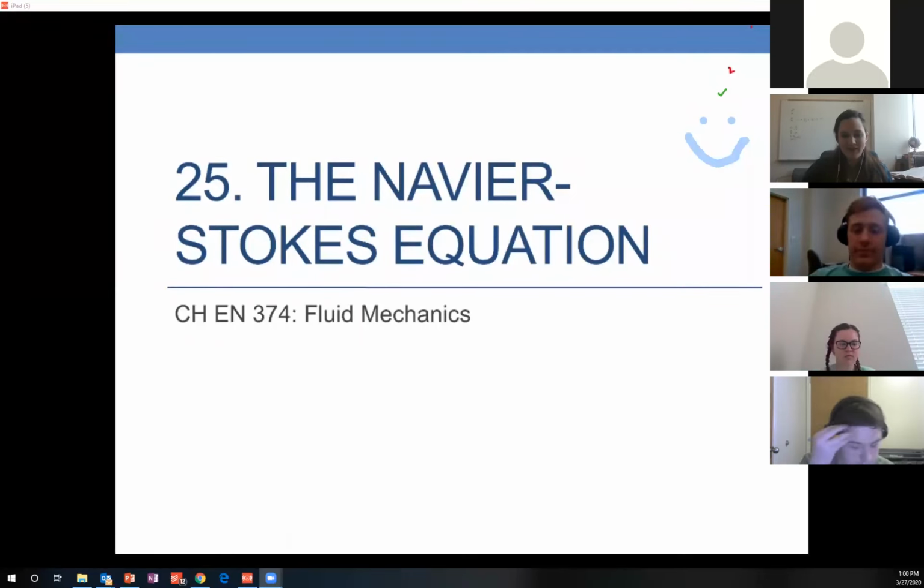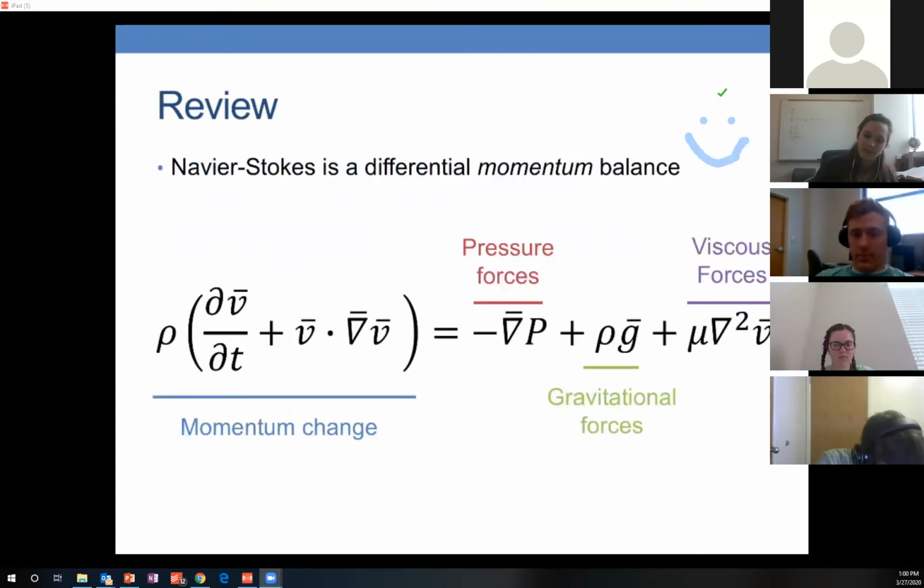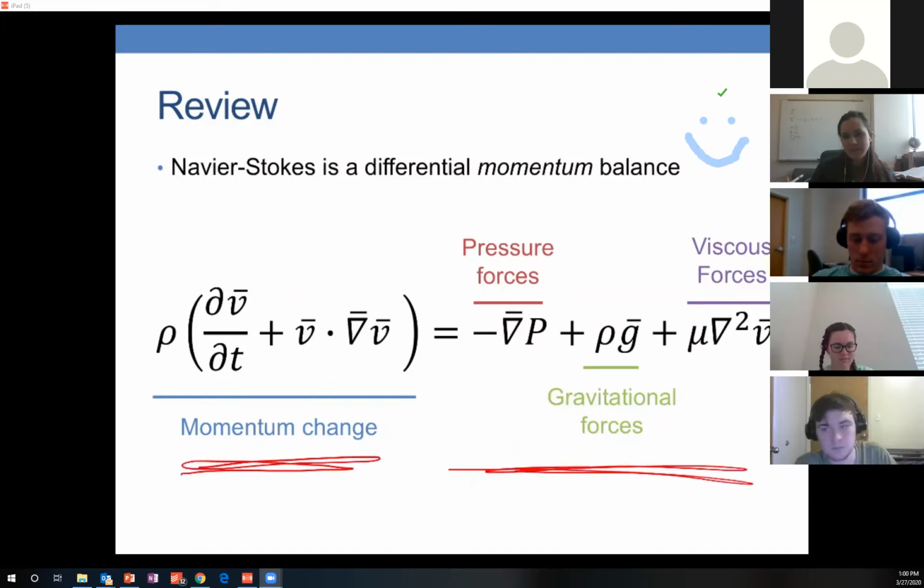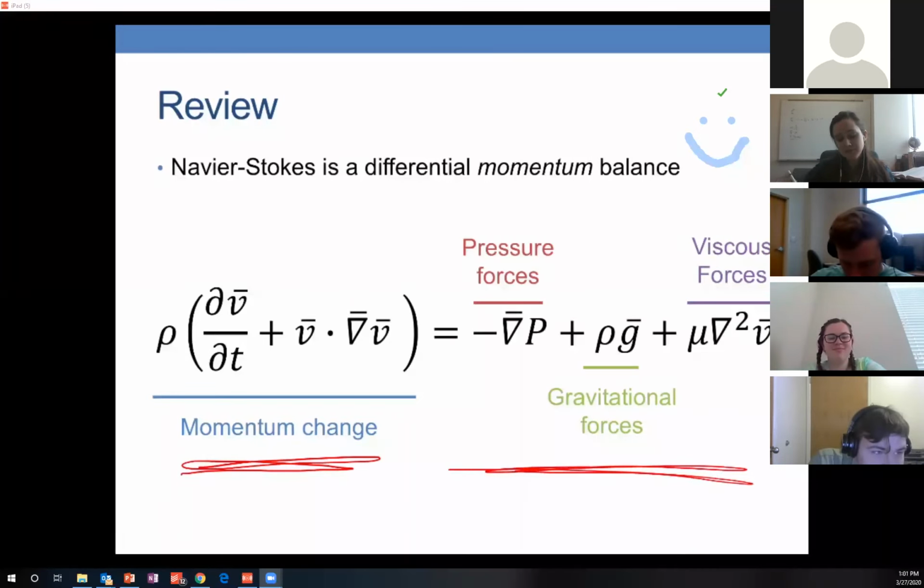Momentum. Momentum, yes. And as a review, what you have here is sort of a momentum change, which we set equal to a force balance, just like when we did the macroscopic integral momentum balances. And you get your pressure forces, your gravitational forces, and your viscous forces over here on this side, and your momentum change on the other side.